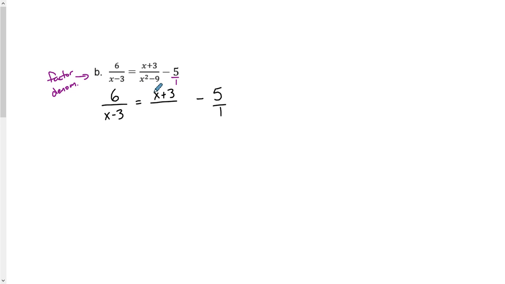But x squared subtract 9 is a special type of factoring. It's a difference of squares. So the square root of x squared is x. The square root of 9 is 3, making us have a positive and a negative 3 as our difference of squares.